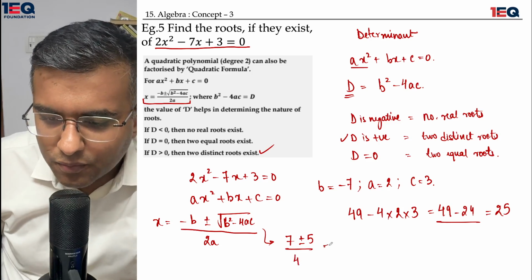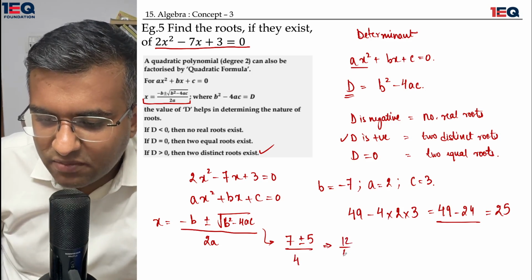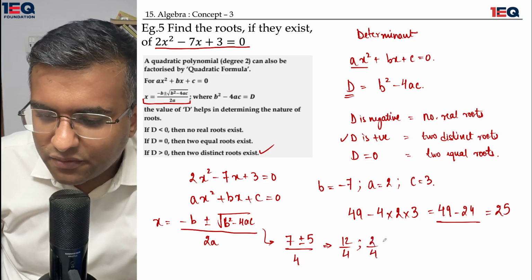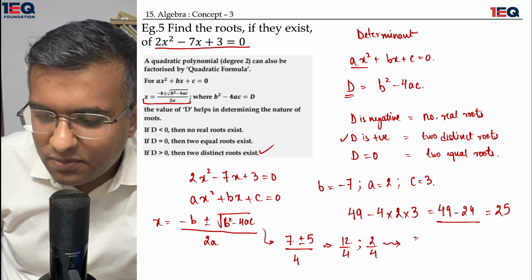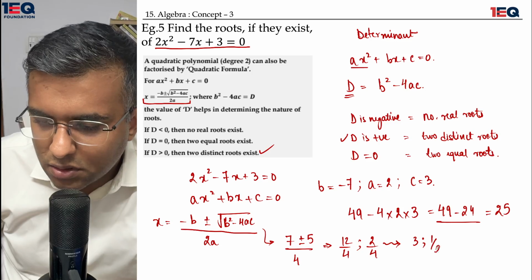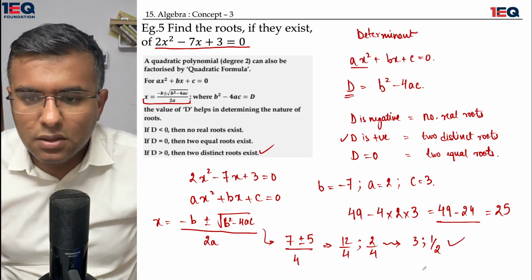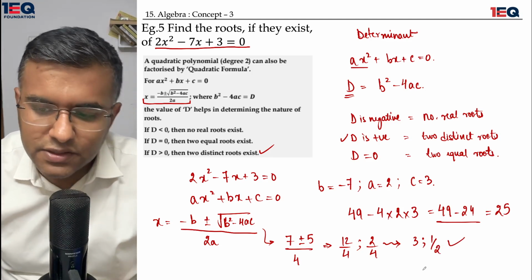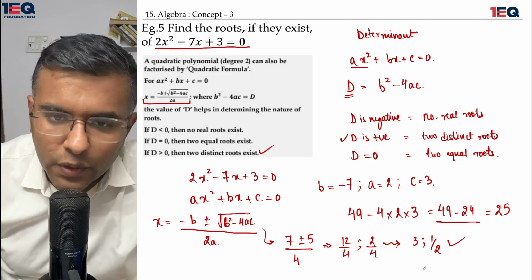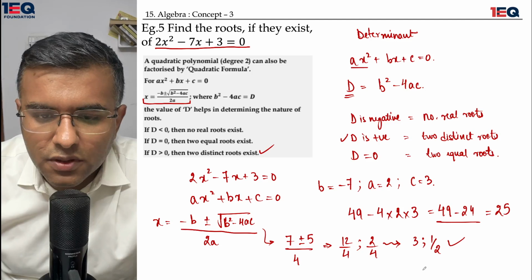2a stands for the alphabet a, or the coefficient of x square, which is 2 into 2, which is equal to 4. So when I have 7 plus 5, it makes it 12 by 4. When I have 7 minus 5, it becomes 2 by 4. When it becomes 12 by 4, it becomes 3. When I have 2 by 4, it becomes half. So these are the two distinct roots which are real in nature. Okay. So this is how I solve my question. I'll move to the next point.